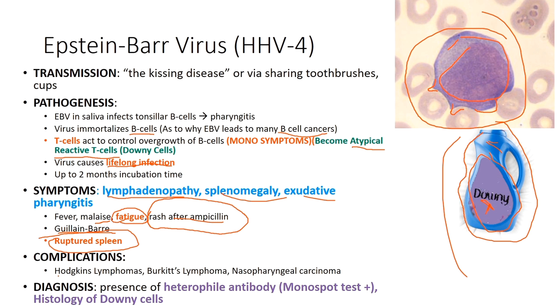Complications. So remember, since we immortalize B cells, they can lead to Hodgkin's lymphoma and Burkitt's lymphoma and nasopharyngeal carcinomas. Those sorts of things can arise because of this.